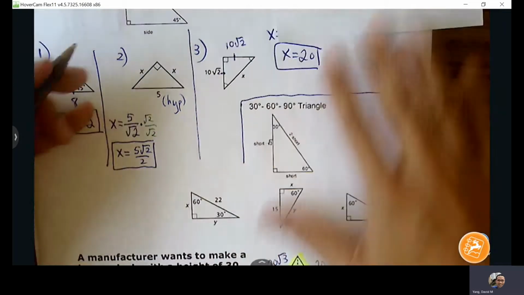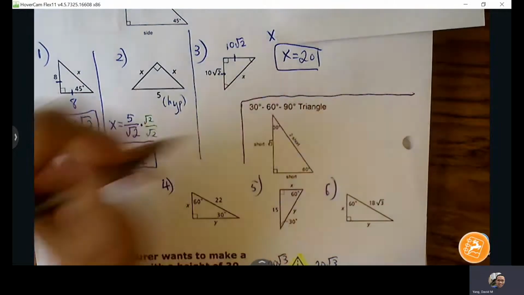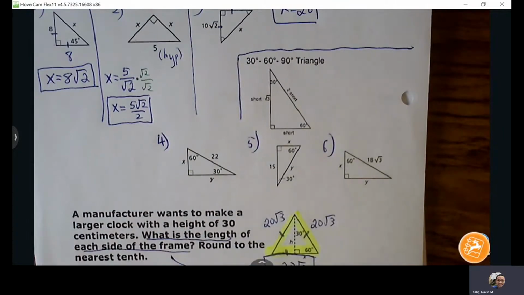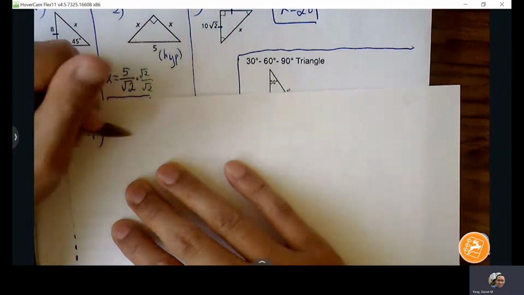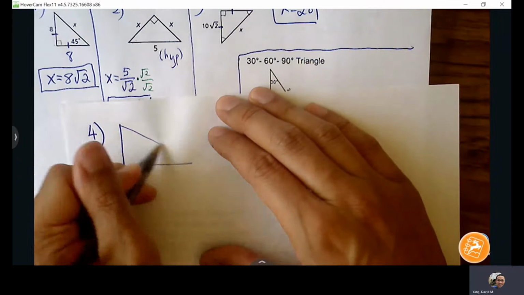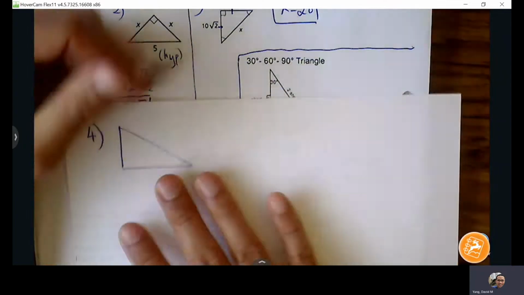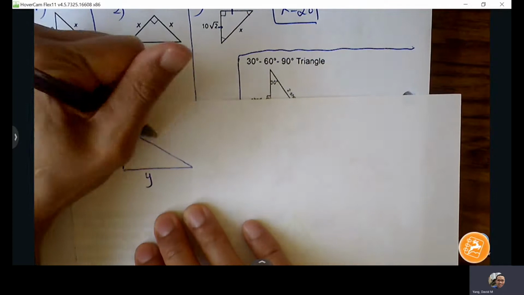Okay, so let's call this 4, 5, and 6. But it's kind of small on my paper here, so I'm going to write this out on a separate sheet so you guys can see clearly my work. Okay, so x 60, y 22.